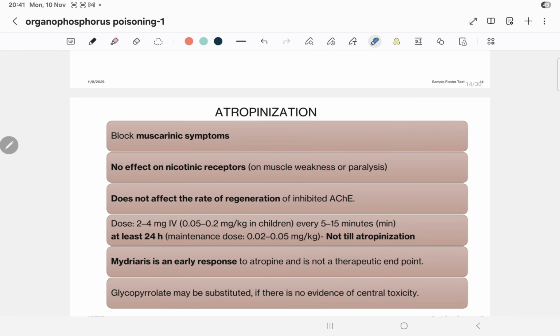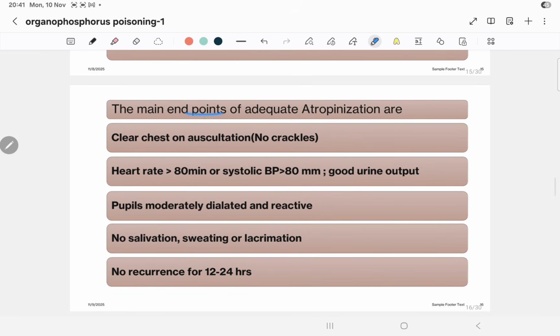So what is the therapeutic endpoint? When will we stop the atropine? Let's see the main endpoints for adequate atropinization. That means when you can stop the atropine: when you have a clear chest on auscultation. That means there are no secretions, there is no fluid in the bronchial tree. Heart rate is greater than 80, systolic BP is greater than 80, and there is good urine output. What do we mean by that? This means hemodynamic stability. So when the patient is not in respiratory distress and is hemodynamically stable, then only you can stop atropine. Pupil should be moderately dilated and reactive. This is in addition to these points.